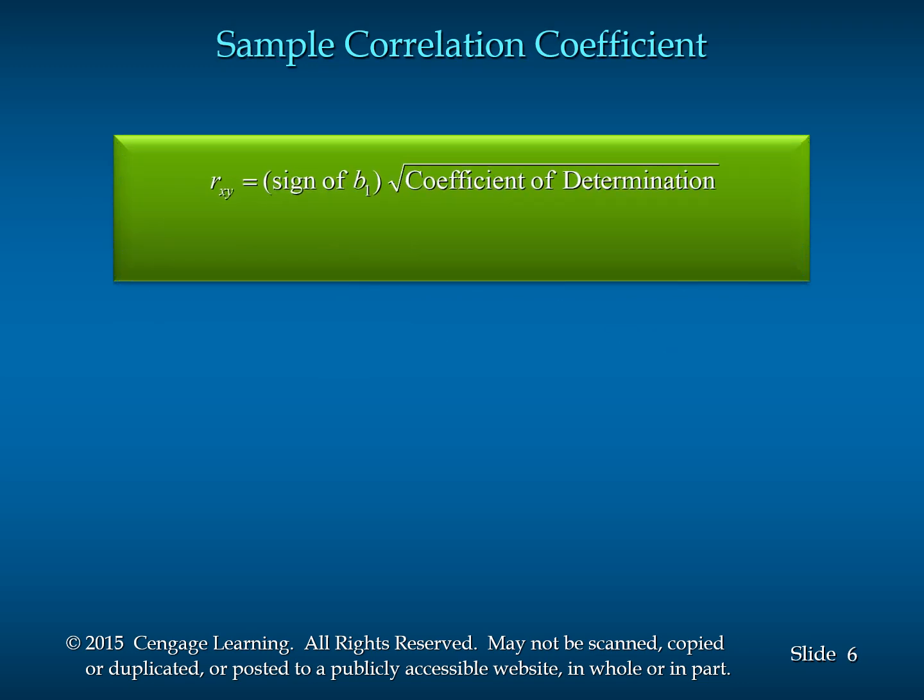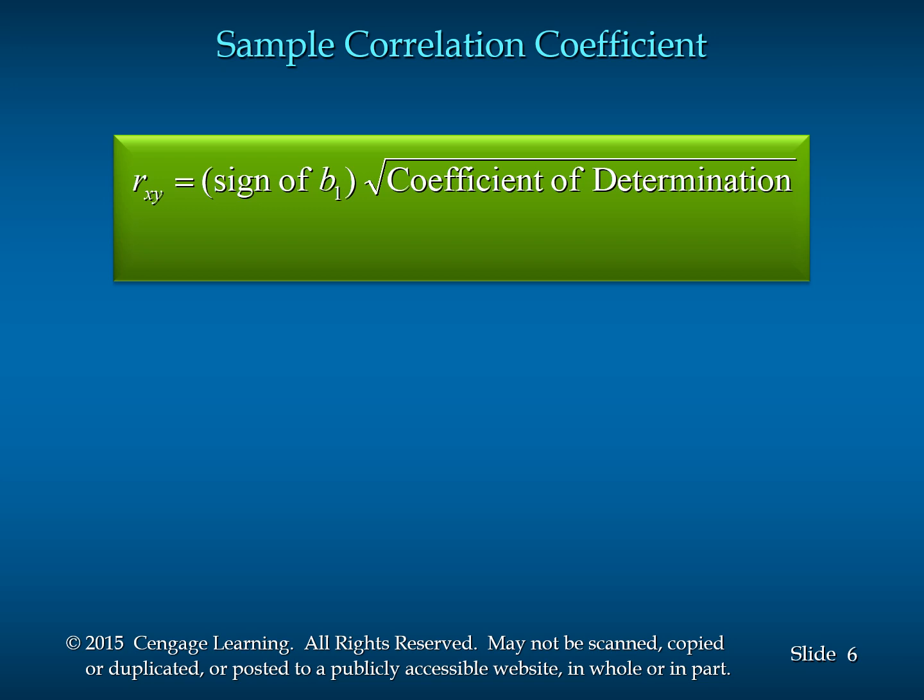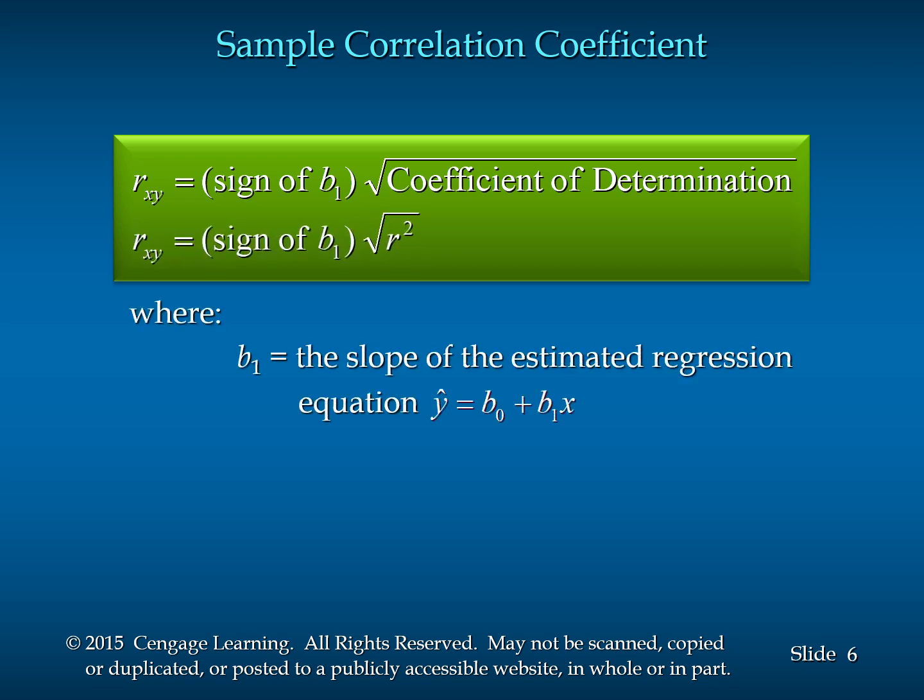The correlation coefficient, r, is simply the square root of the coefficient of determination preceded by the sign of our slope. So for a negative relationship, we will have a negative value of r. For a positive relationship, we'll have a positive value of r.